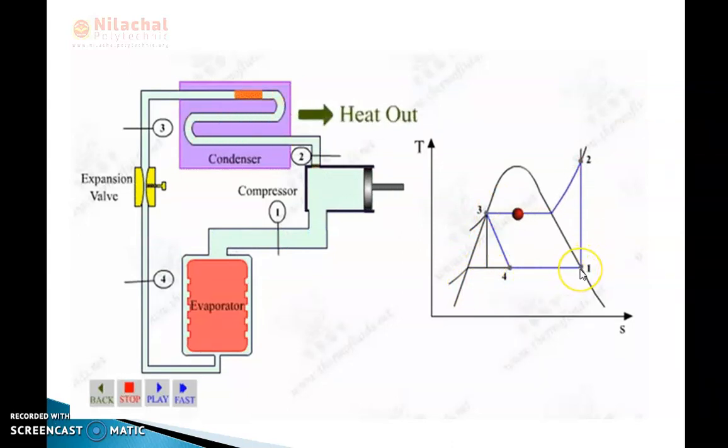Then the 1 to 2 process is the isentropic compression process. Isentropic process means entropy is constant. Now you observe here S1 is equal to S2. But you observe that during the compression process the pressure increases from P1 to P2, as well as the temperature increases from T1 to T2.